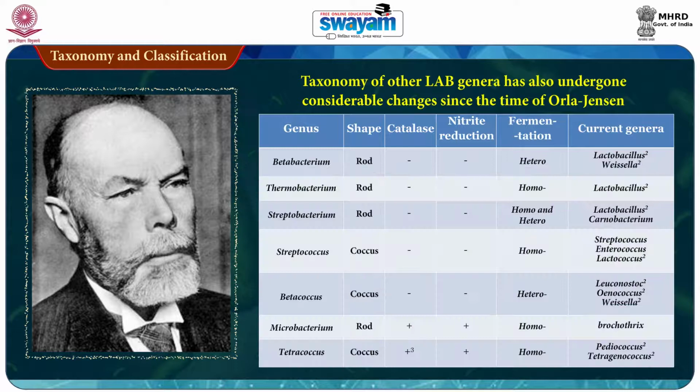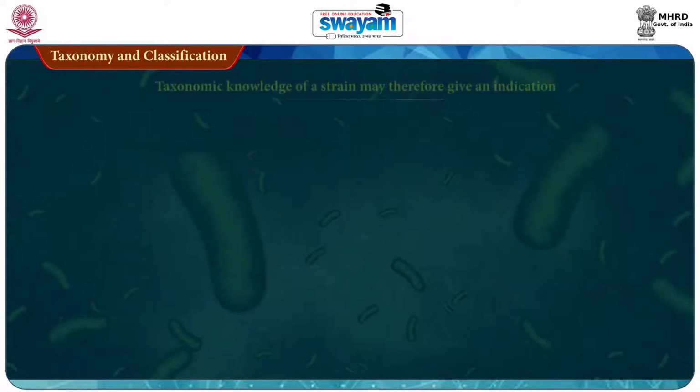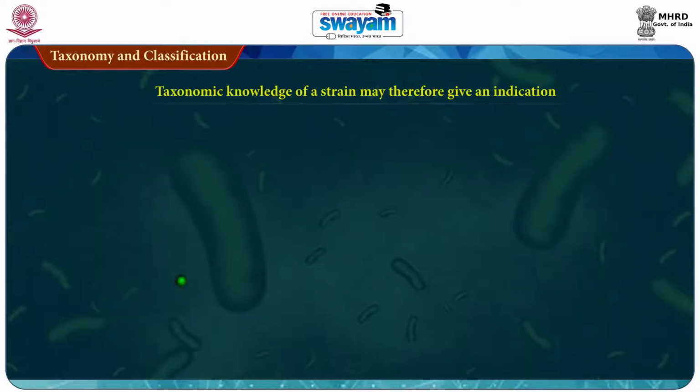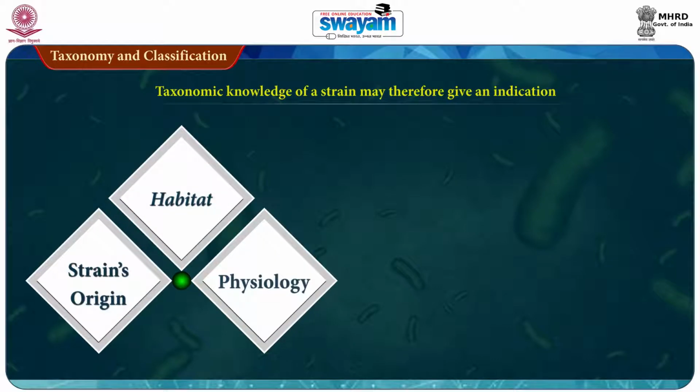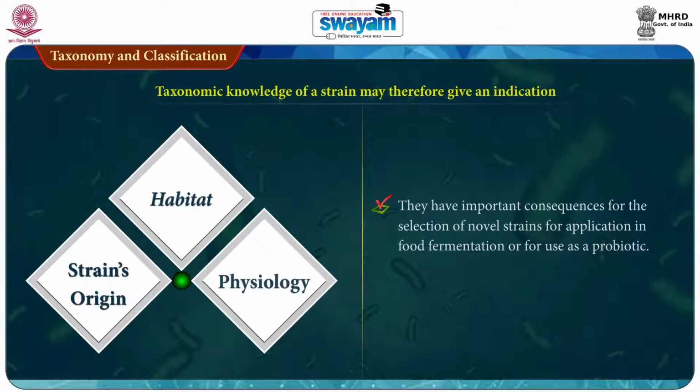Taxonomy of other lactic acid bacteria genera has also undergone considerable changes since the time of Orla-Jensen, resulting in the genera listed in the following table. Such taxonomic knowledge of a strain may therefore give an indication of the strain's origin, habitat and physiology, and have important consequences for the selection of novel strains for application in food fermentation or for use as probiotics.